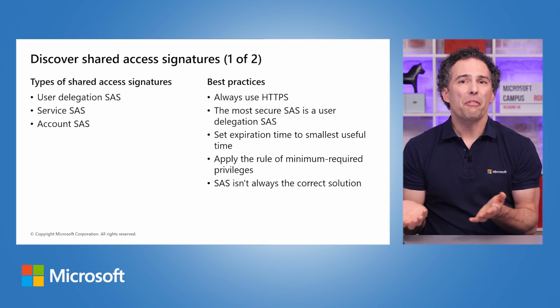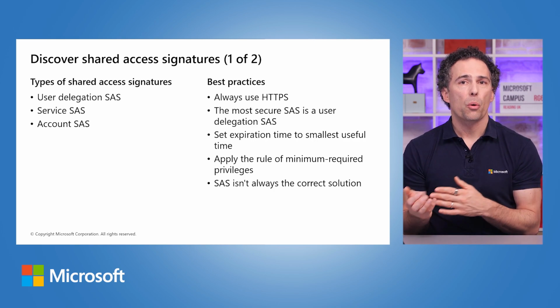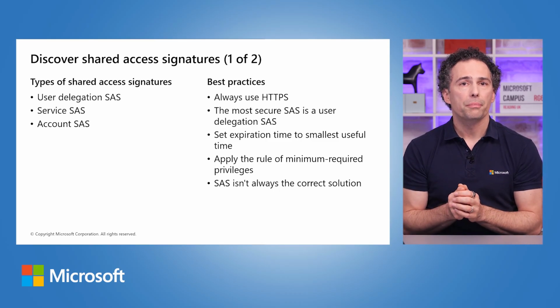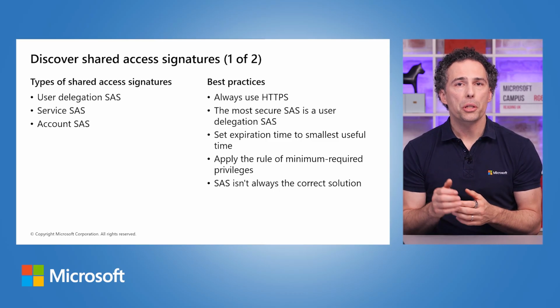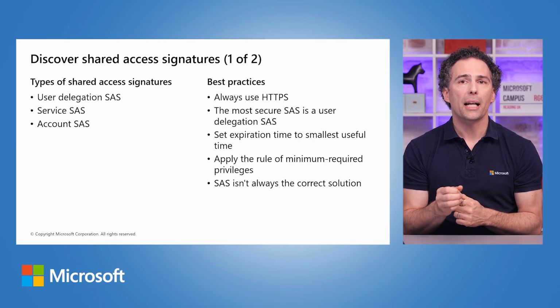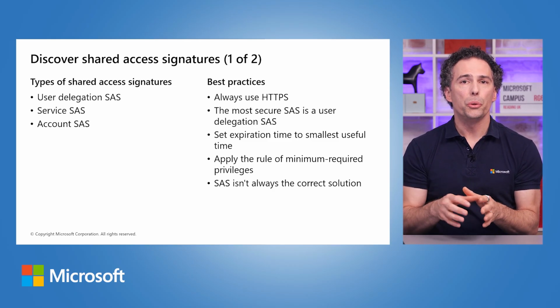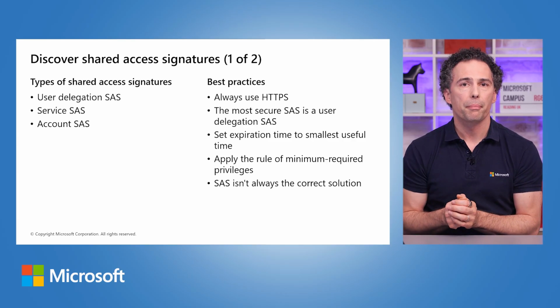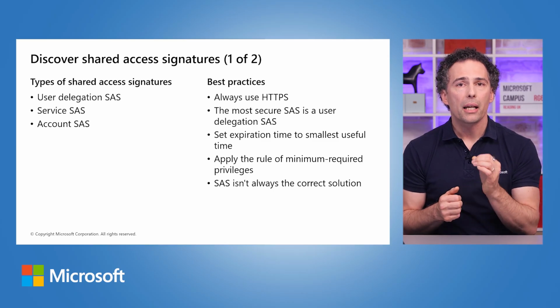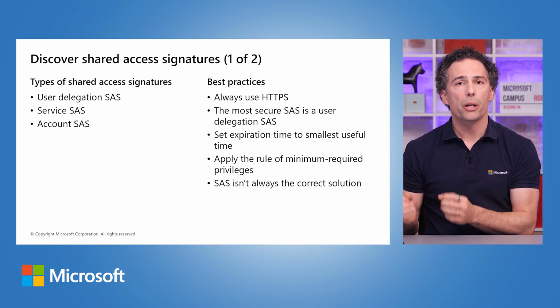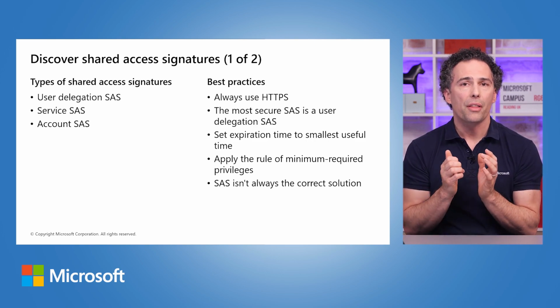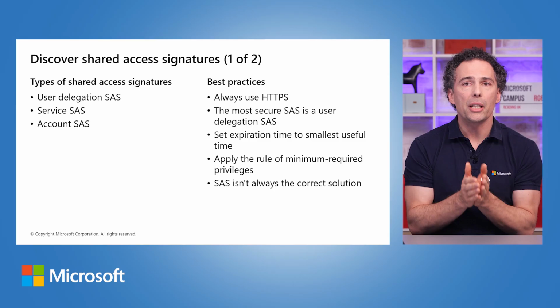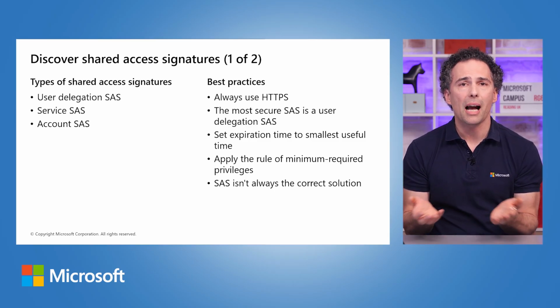This option may not be feasible for your solution, so a service or account SAS is another option. Always use an expiration time on a SAS. Plus, choose the shortest possible expiration time for your SAS. If someone gets access to your shared access signatures, at least they can only use it for a limited time. Apply here the rule of minimum required privileges. Only grant the access that's required. For example, in your app, read-only most of the time is absolutely sufficient.